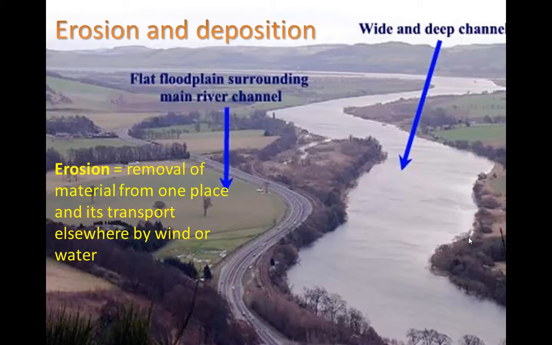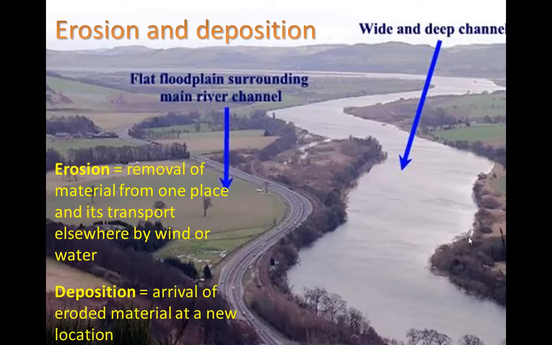But actually, there's some real ecological importance to this. Because when you have erosion from one area, it can bring with it nutrient-rich soil to another area. And when that soil is deposited, we call it deposition, the arrival of eroded material at a new location.